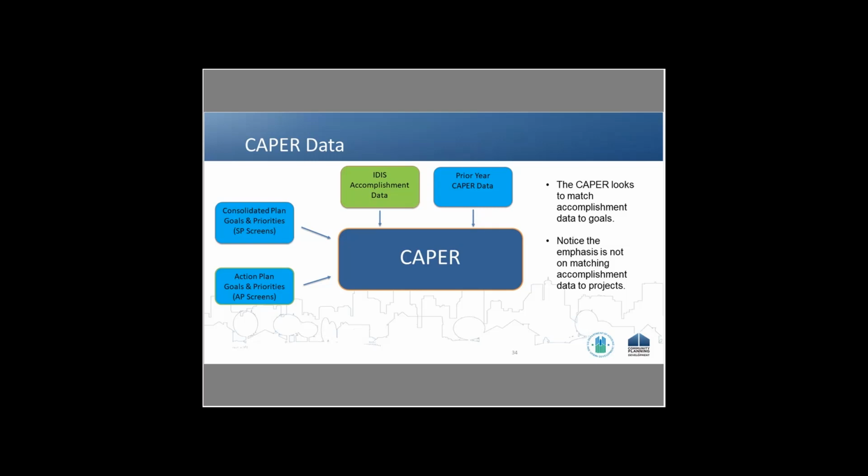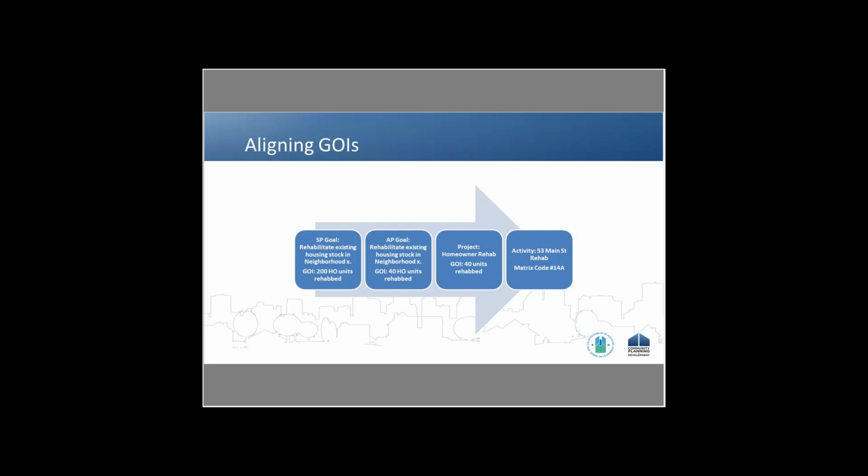So knowing that this is all of the information that goes into our CAPR, let's think about how that information flows. So in your strategic plan, in your action plan, when you're establishing your strategic plan goals, your action plan goals, and then your projects, you need to identify what the goal outcome indicator is that you're anticipating to achieve. And so that begins at the strategic plan level of saying, we expect the goal outcome indicator to be, in this case, rehabbing existing stock, 200 homeownership units rehabbed.